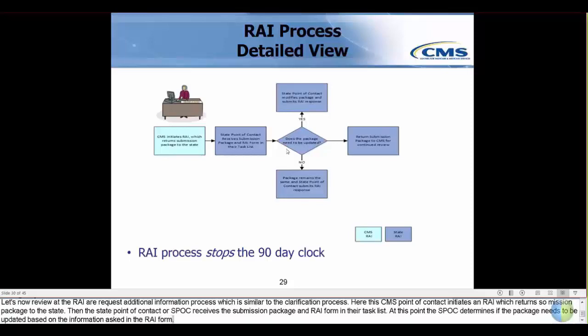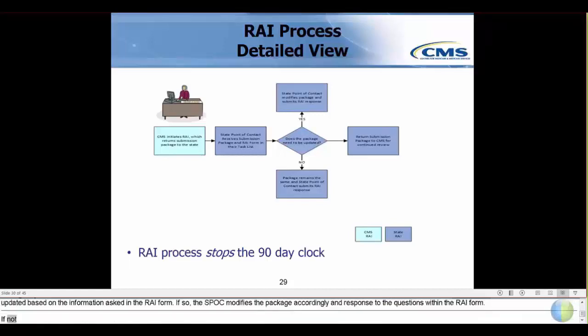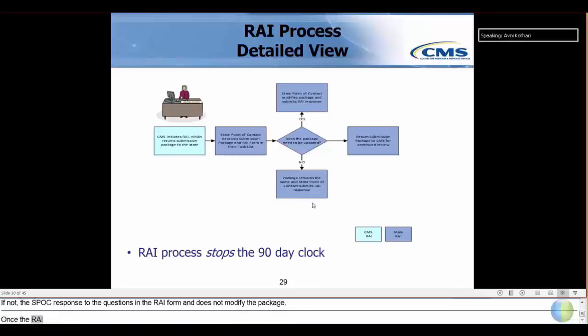If so, the SPOC modifies the package accordingly and responds to the questions within the RAI form. If not, the SPOC responds to the questions in the RAI form and does not modify the package. Once the RAI form and any modifications to the package are complete, the SPOC returns the package and RAI form to CMS. At that point, a new 90-day regulatory clock begins.